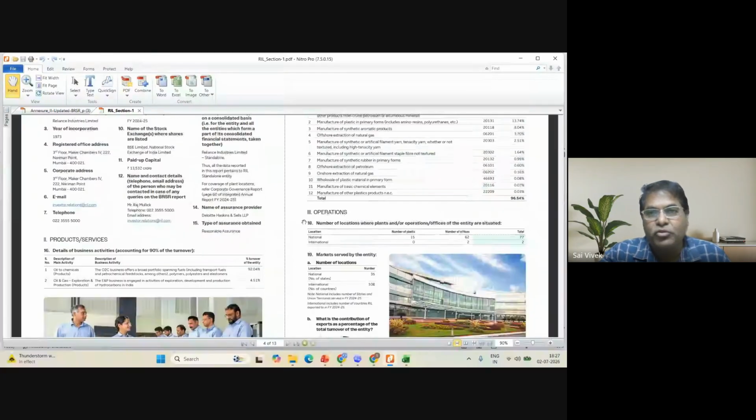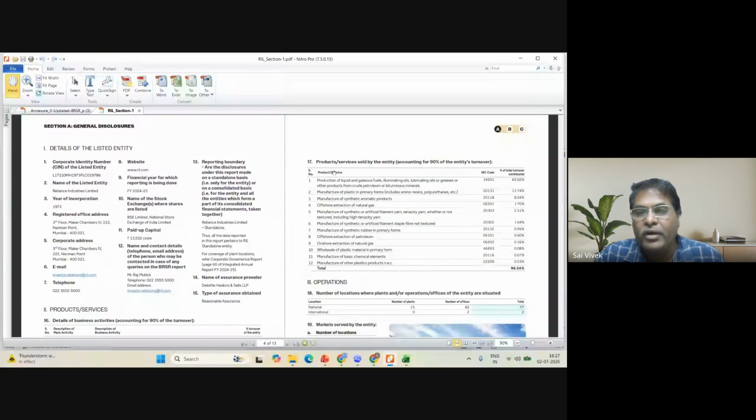Similarly, coming to the next, 17th serial number, products and services sold by the entity. So production of LPG, gas, illuminating oils, lubricants, and other things. The code of it is given, National Industrial Code, NIC classification code, and the turnover of it is 65%. Similarly, plastics, it is 13%. Synthetic aromatic products, 8%. And offshore extraction of natural gas. The least one is manufacture of other plastic products, NEC, that is 0.03%. So these are the various products and services by Reliance India Limited.